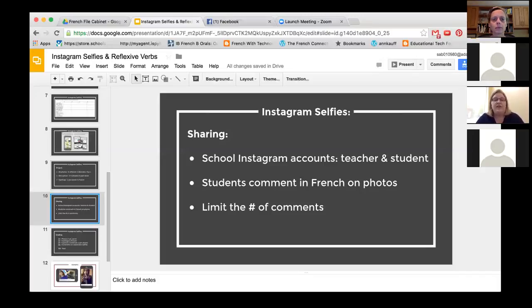And if they didn't have access to a phone, if that was the other issue, we were lucky enough that we had some flip cameras and different things in our library that the students could check out. And so we were able to accommodate that as a school in that way too.